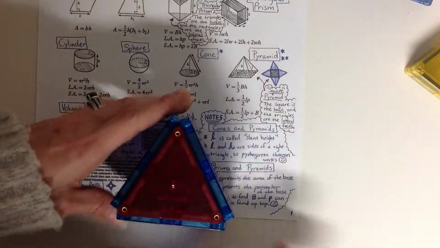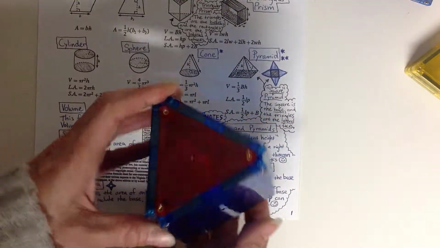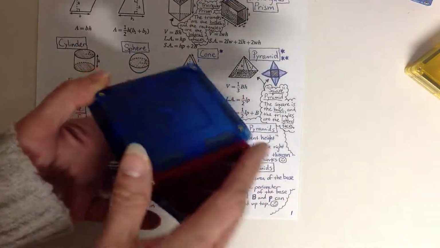Okay, so here's my triangular prism. Surface area is going to be the area of all these sides.